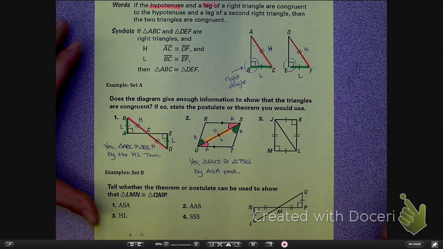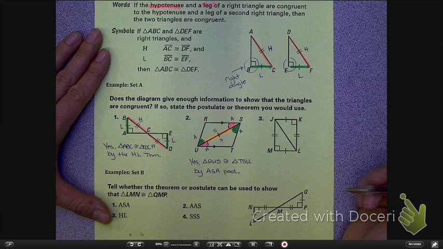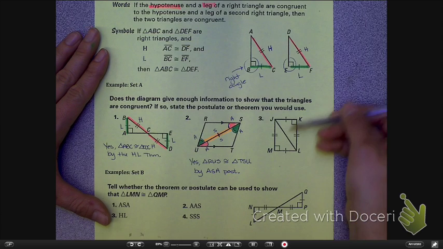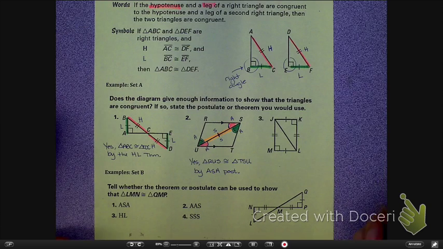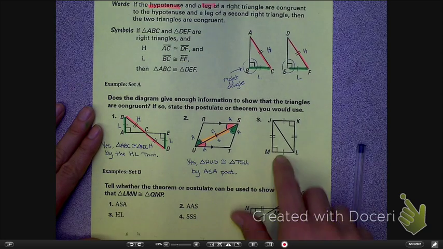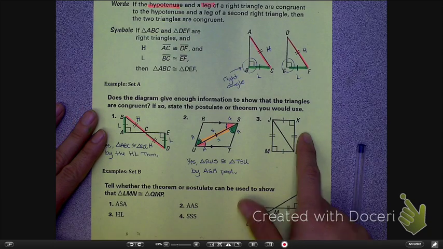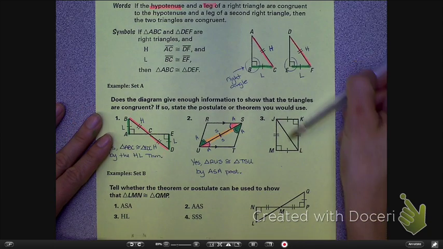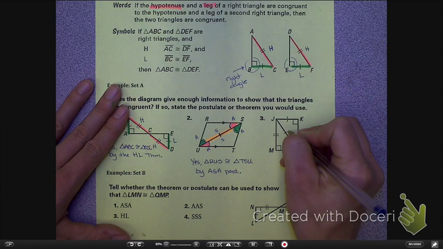Okay, hopefully you guys have had enough time to work in your groups to discuss number 3. On number 3, we see that we have 2 right triangles. So I'm going to look and see, do I have a hypotenuse and a leg that I can say are congruent? I definitely have a leg. Here's a leg, here's a leg. These 2 legs are congruent. I also have these 2 legs over here. Now, as far as the hypotenuse being congruent, yes, it is congruent because it's actually a common side, so I can mark it congruent to itself.